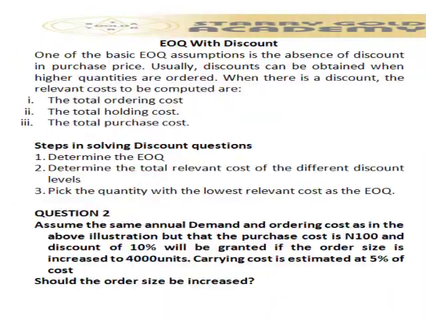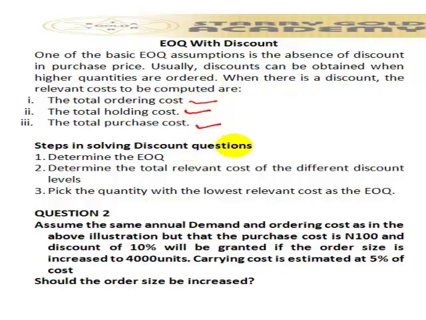Now, moving on, let's look at another aspect: EOQ with discount. One of the basic assumptions is the absence of discount in the purchase price. Usually, a discount can be obtained when higher quantities are ordered, and when there is a discount, the relevant costs to be computed are the total ordering cost, total holding cost, and the total purchase price.